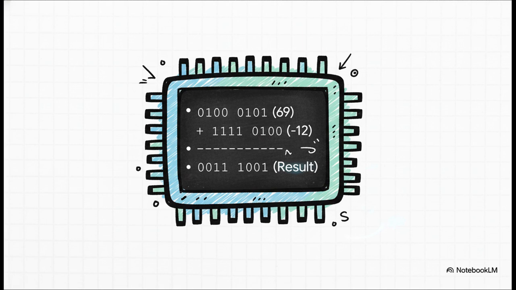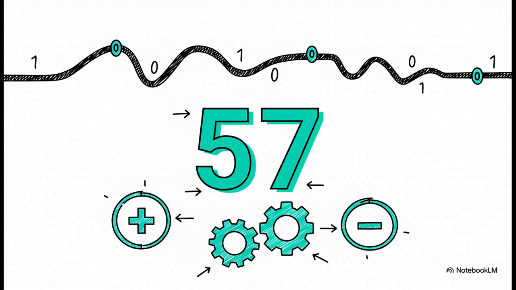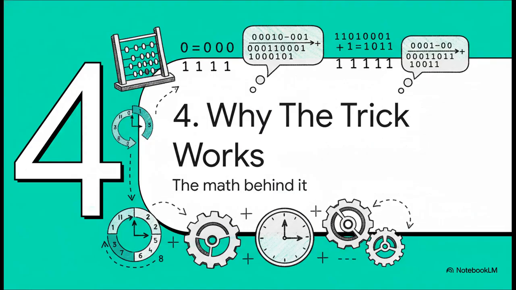You can see the binary for 69 up top and our 2's complement version of negative 12 on the bottom. The processor just adds them up, column by column, and this is the result it gets. So what happens when we convert that binary result, 0011 1001, back into a decimal number we can understand? Well, we get 57, which is, of course, the correct answer to 69 minus 12. The trick worked perfectly. So we've seen how it works, but the real question is why?